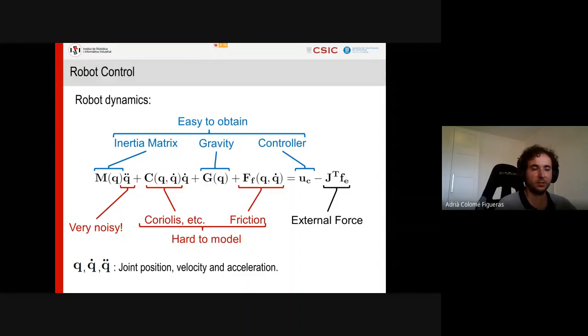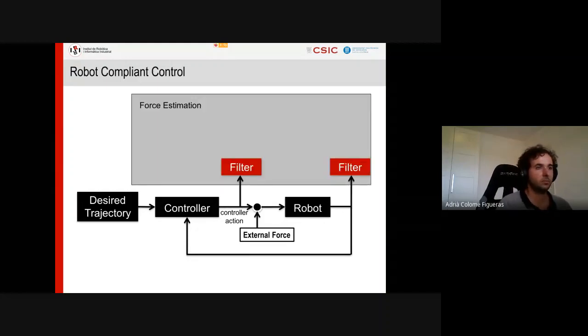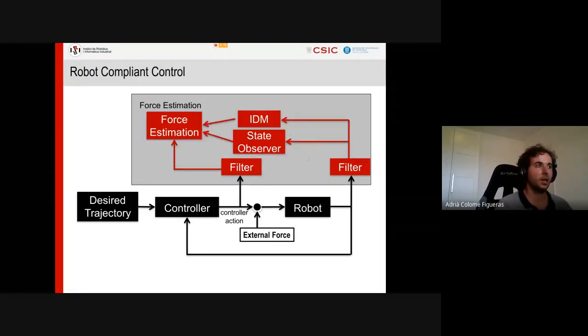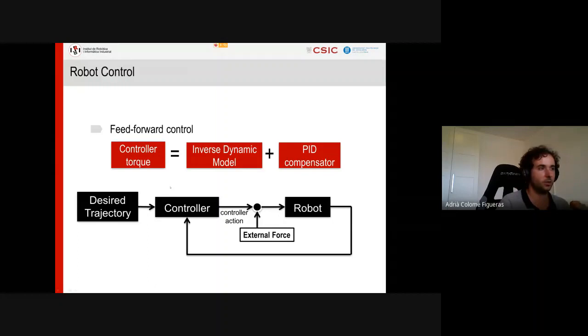And also, we have an external force that can be expressed as a Jacobian transposed times the force that is applied on the end effector of the robot. So for these controllers that I was mentioning, if we model the dynamics of the robot, we can also estimate contact forces without the need of a torque sensor. So by building the inverse dynamic model and the state observer, we can do a force estimation, which, if we go back, would be roughly similar to this PID compensator.